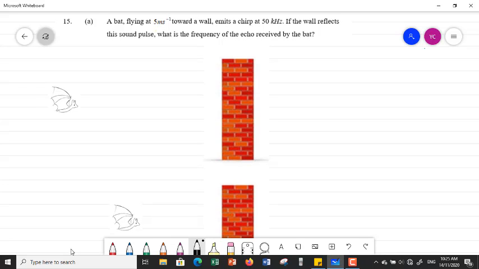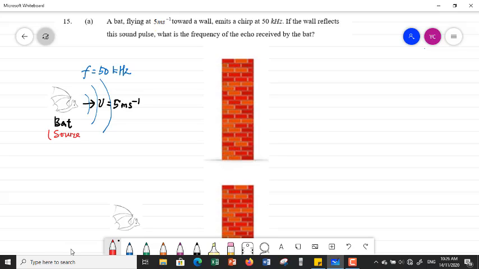So question 15, we have a bat moving with the speed 5 meters per second towards a wall. It's emitting a chirp of frequency 50 kHz. So the bat will act as our source. Then the chirp will hit the wall, so the sound will hit the wall.